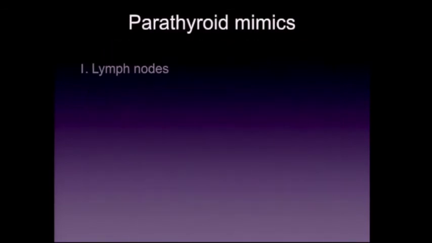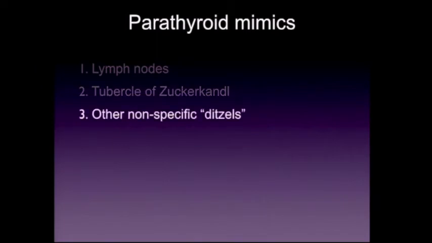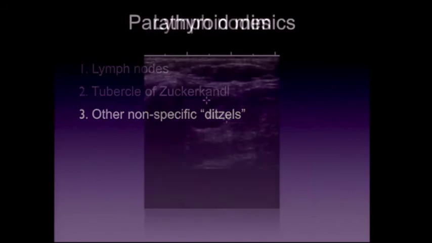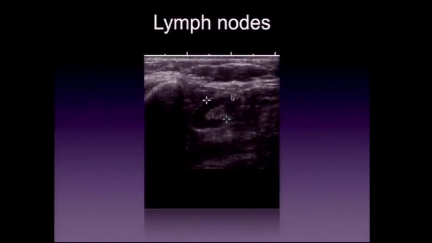What are some mimics of parathyroid adenomas? Well, lymph nodes, one of the cases I showed you just a little while ago, one of the two structures was a lymph node. The other is the tubercle of Zuckerkandl, which I'll show you in a moment. And the third is what I call other nonspecific Ditzels. I don't know if Ditzels is an official word, but I use it to apply to some other structure that I can't really identify. And here's an example of a typical lymph node between calipers showing the usual echogenic hilum and hypoechoic rim.